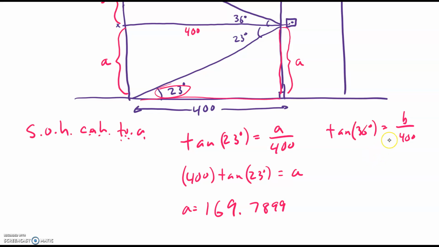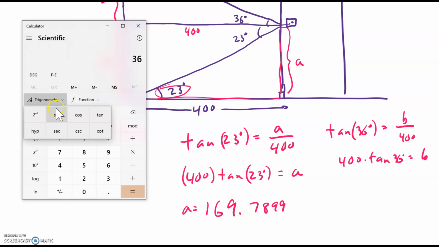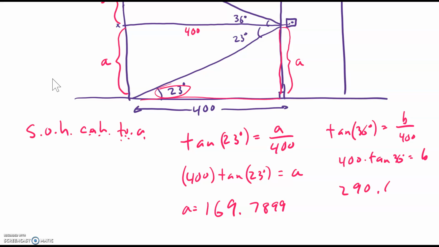Now solve for B. So move the 400 to the other side. I have 400 times tangent 36 equals B. Back to the calculator, press clear. So 36 degrees, tangent is 0.7265. Times that by 400, and I get 290.6170. Okay, that's B.